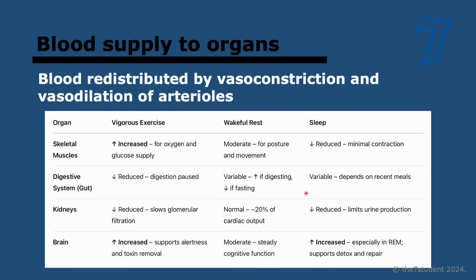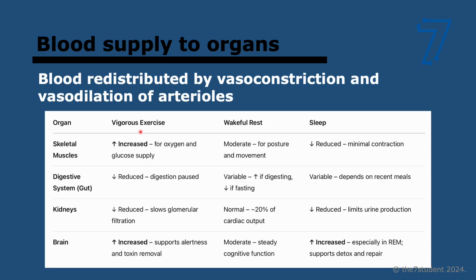There we go. The last thing is blood supply to organs. This is really easy, okay? Obviously, the amount of blood your heart can pump is limited. So the body has to redistribute blood between organs depending on activity. I think that's quite easy to understand. And this is done by vasoconstriction and vasodilation of arterioles, right? So narrowing an arteriole reduces blood flow, widening it increases it.